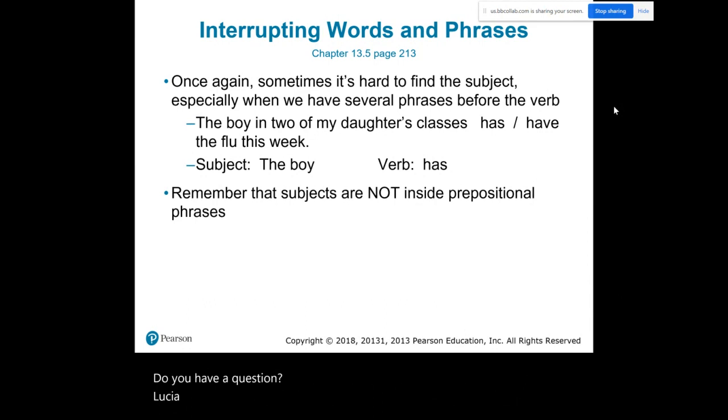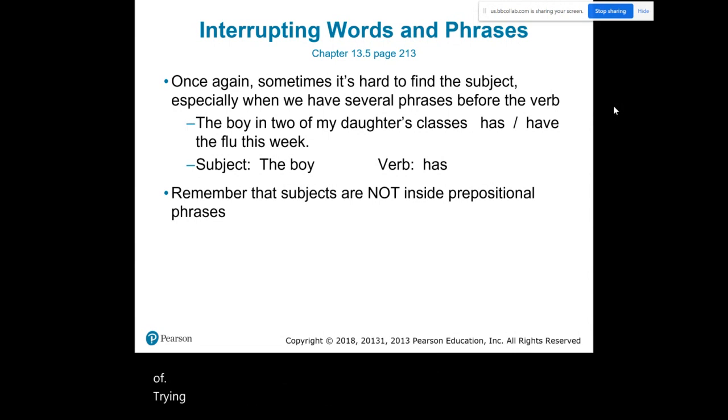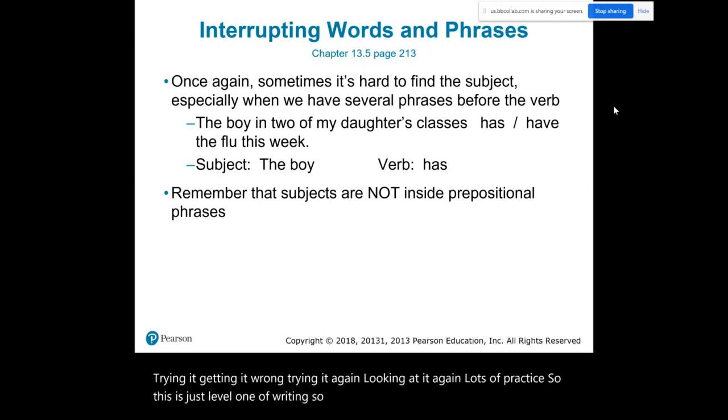Okay, good. Thank you. And sometimes you might get frustrated and say, well, why can't I just find it, right? We're in our 4th week of classes. This takes a lot of practice, trying it, getting it wrong, trying it again, looking at it again, lots of practice. So this is just level 1 of writing, so don't feel bad if it's still difficult to find those subjects, okay? It takes time.